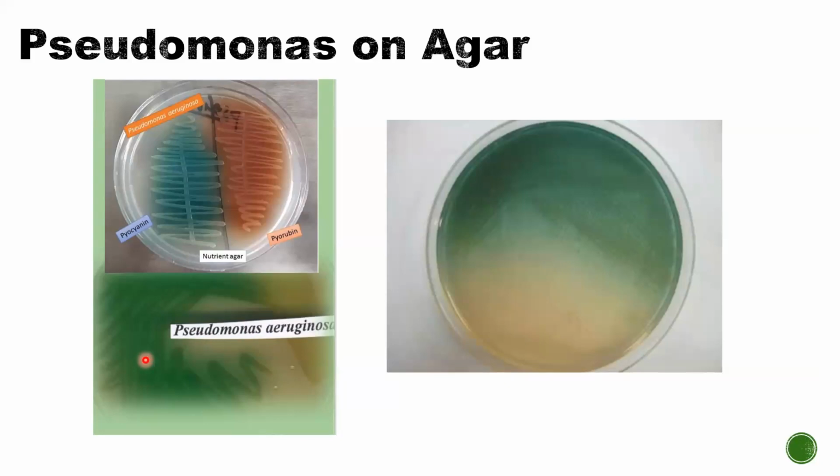Now, some strains of Pseudomonas can even produce pyorubin, which is red, okay? But this is way more important, okay?